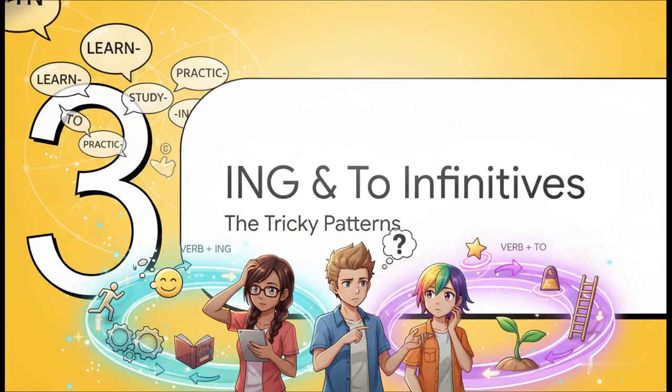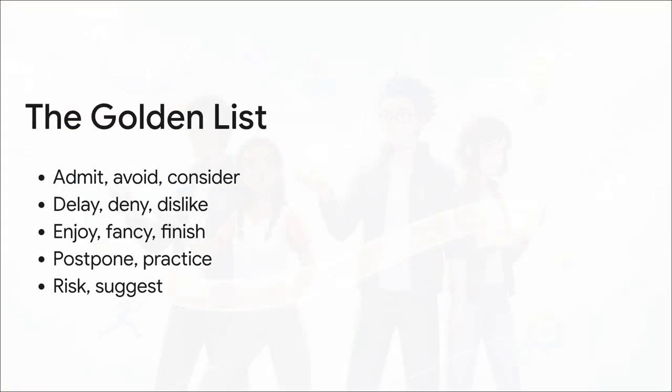All right, on to Section 3, Navigating ing and to infinitives, the tricky patterns. Okay, this is what I like to call the golden list. These are the specific verbs that almost always demand an ing form right after them. If you're using verbs like admit, avoid, enjoy, or suggest, that very next verb needs to end in ing. So you'd say, I enjoy swimming, right? Never I enjoy to swim. Or she suggested meeting for coffee. Memorizing this specific list is just a massive shortcut to sounding incredibly fluent.